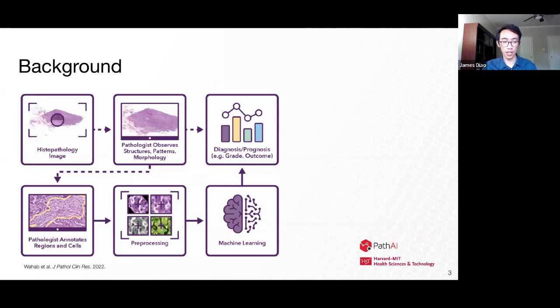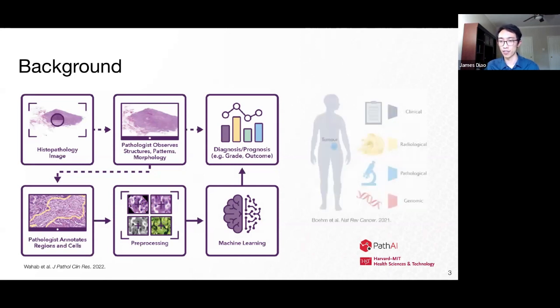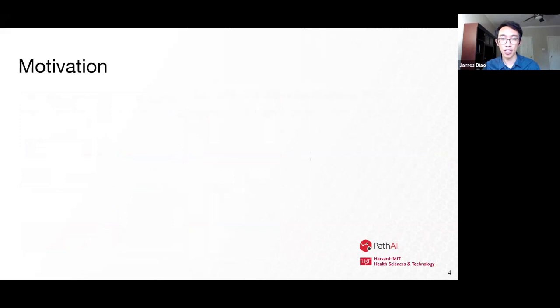Beyond just the analysis of pathology itself, the thought is that combining this information with genetics, radiology, and other clinical data will all help enable a more fine-grained understanding of disease in order to personalize treatment and to provide better care for patients with cancer and with other diseases that have this type of histopathological data.